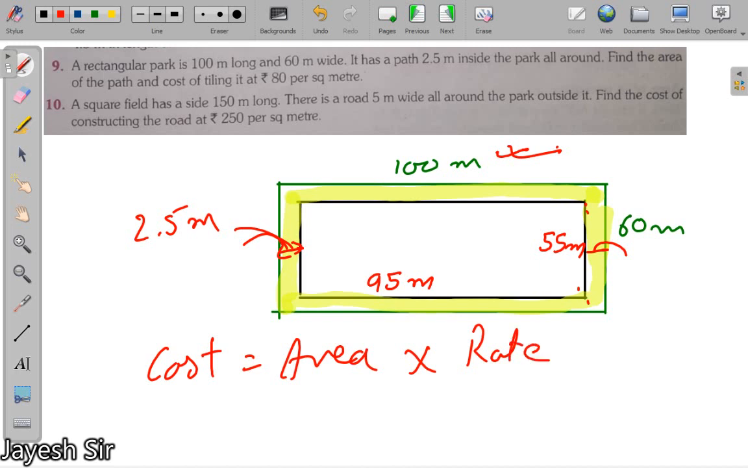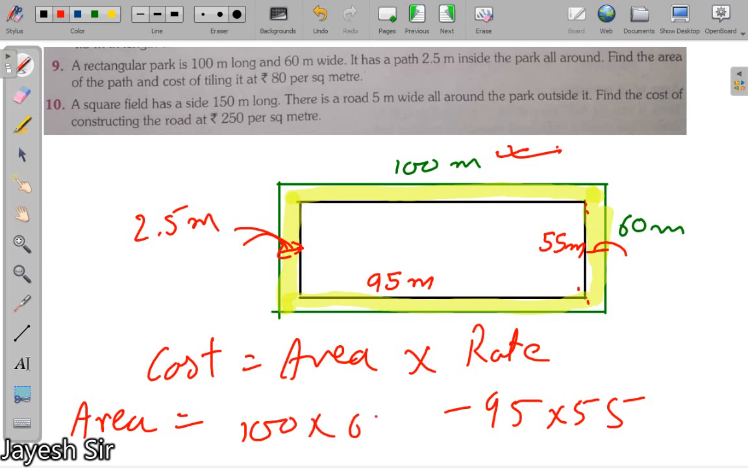Now, in order to determine the area of this shaded region, you can subtract the area of the inner rectangle from the outside rectangle. Inner rectangle is 95 into 55. Outside rectangle is 100 into 60. You can do this subtraction, you will find out the area, and after finding out the area, you can determine the cost. I hope you can do this by yourself.